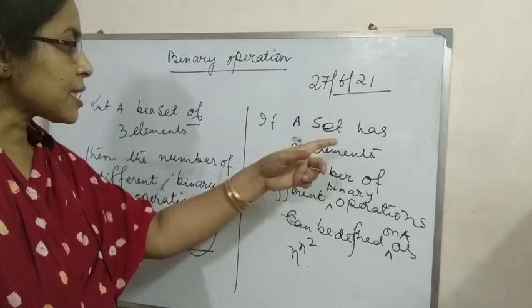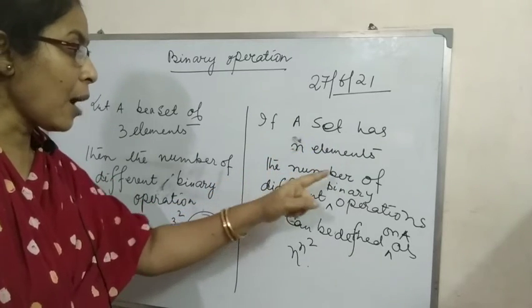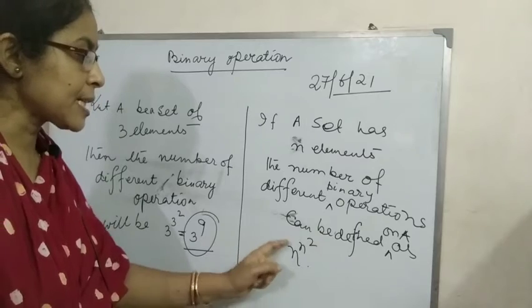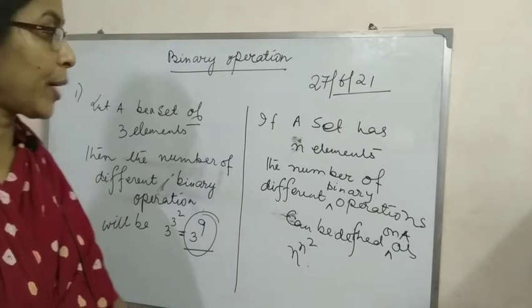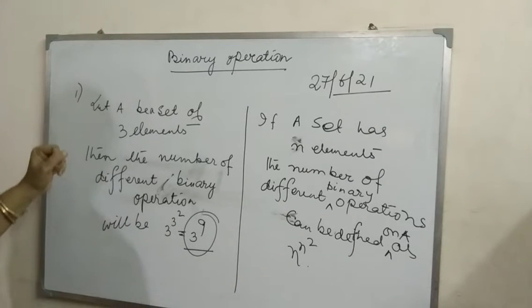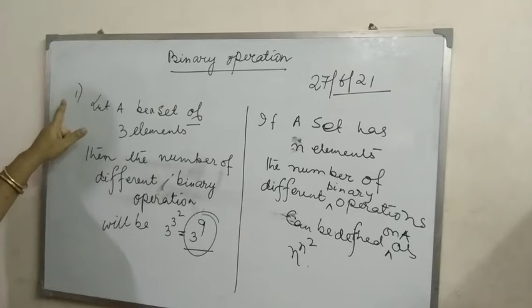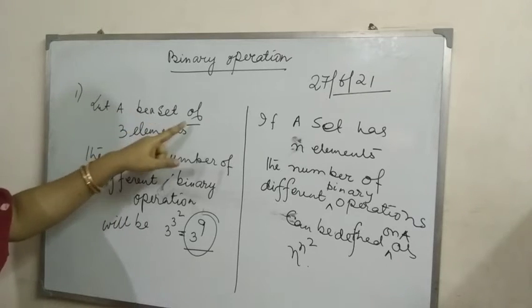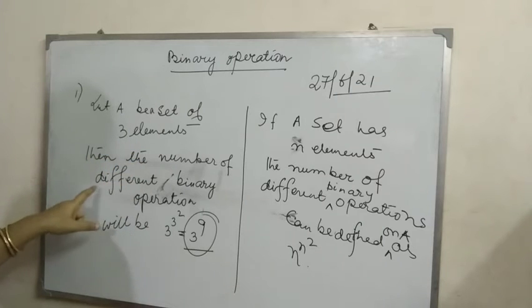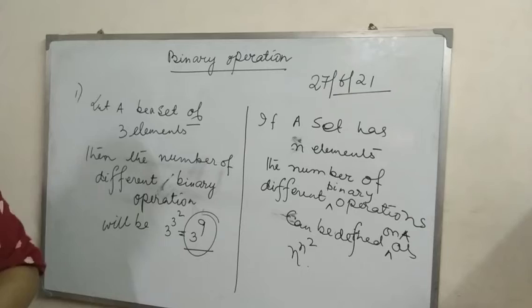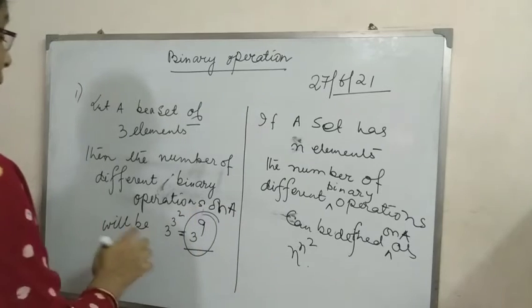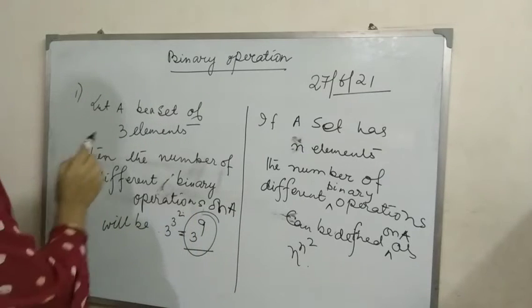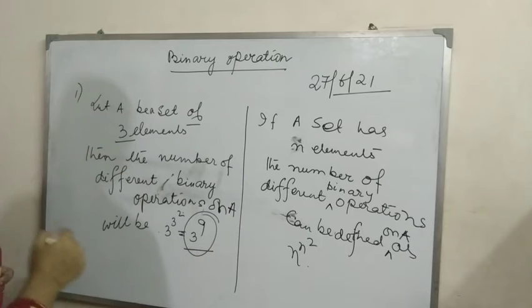I know if a set has n elements, the number of different binary operations that can be defined on A is n to the power n square. So if it is told that let A be a set of 3 elements, then the number of different binary operations on A will be 3 to the power 3 square, because here n equal to 3. So this is equal to 3 to the power 9.